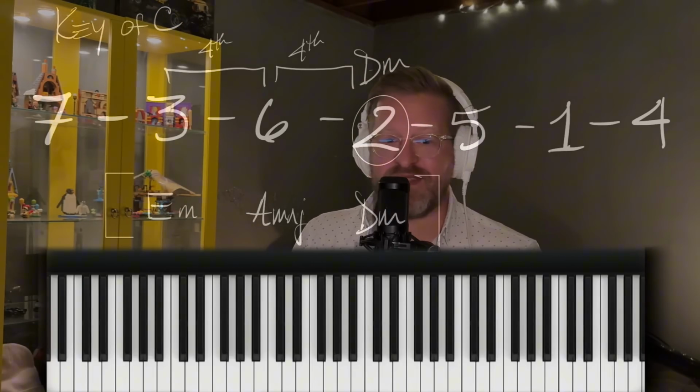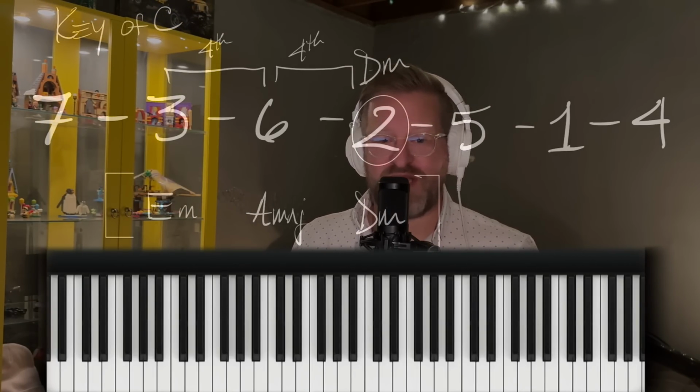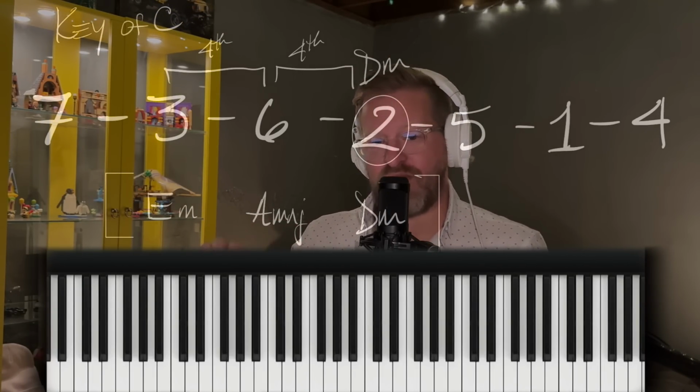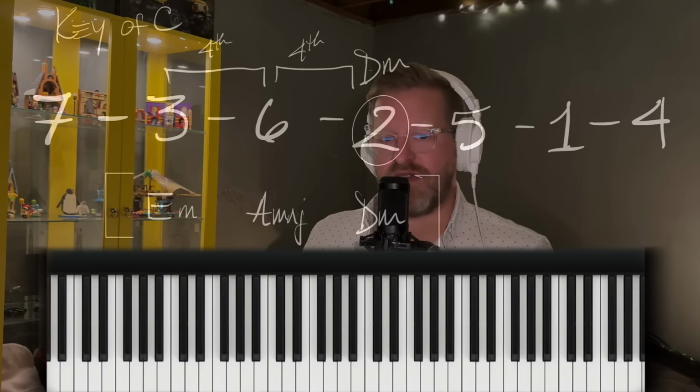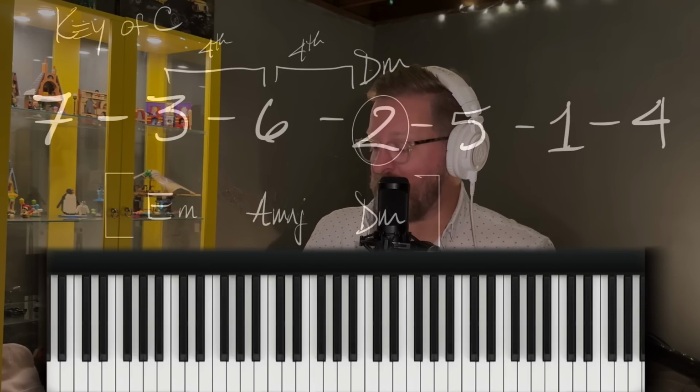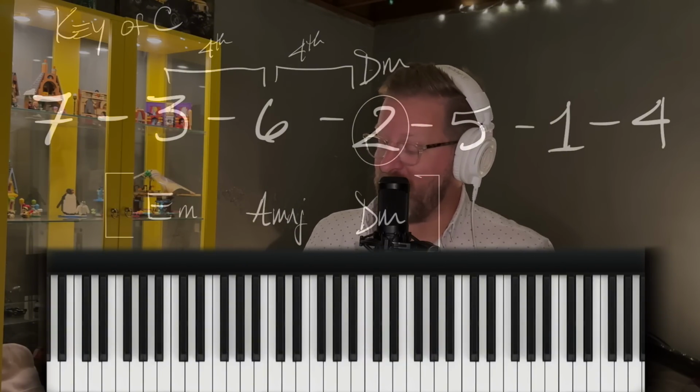That is the 7-3-6-2-5-1-4. So any chord you want to go to, just write this out. Start in the key of C. Say, hey, I want to go to the 1 chord. Well, then you play the 2-5-1. It's right there ahead of it. You just go 2 back.